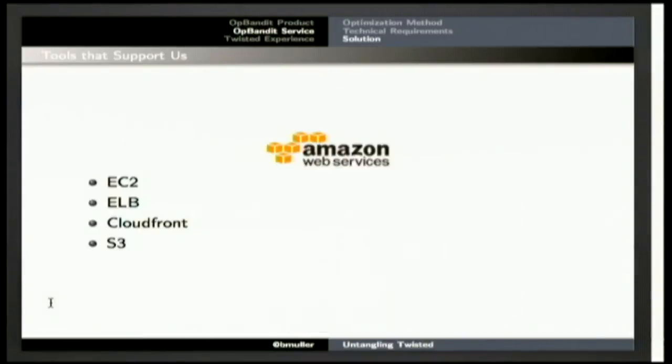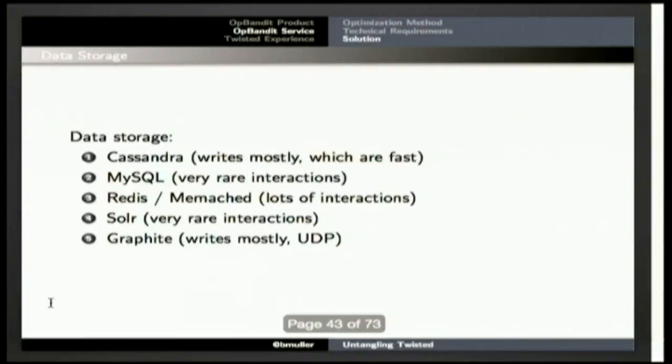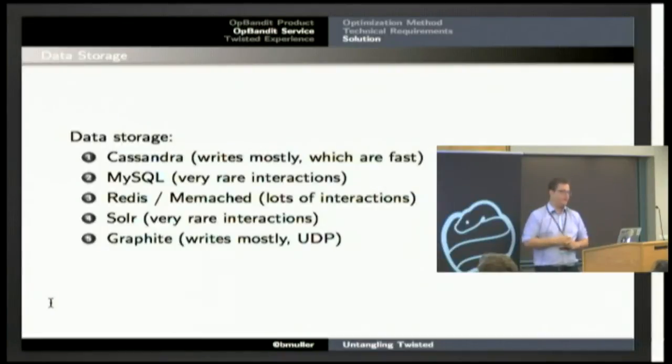So we use a lot of Amazon Web Services, EC2, the Elastic Load Balancer in front of our backend systems, CloudFront as a CDN, and then lots and lots of storage on top of S3. In terms of data storage, we use a number of different databases. Cassandra, where writes are very, very quick. Cassandra can accept writes much faster than reads. It's very good at that. And also, Cassandra will scale horizontally, so you can simply add nodes when you need to.